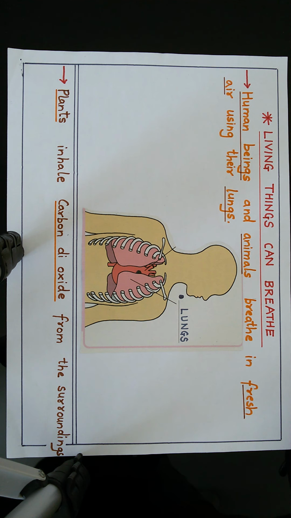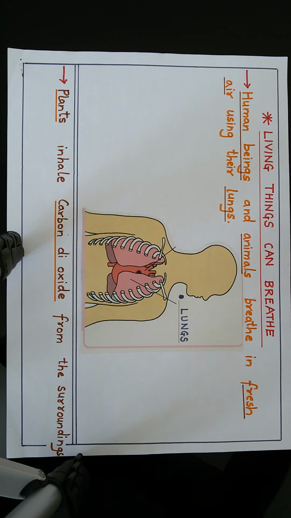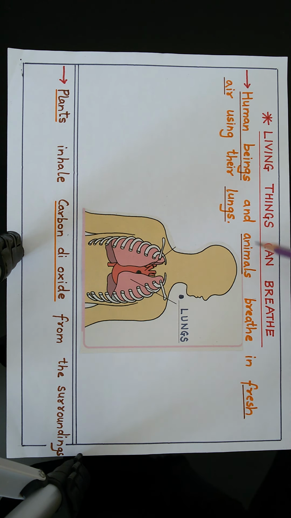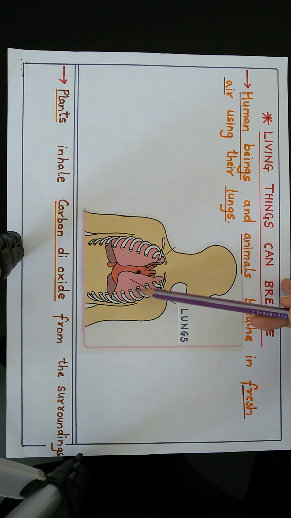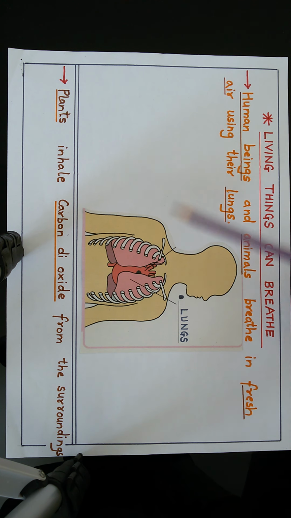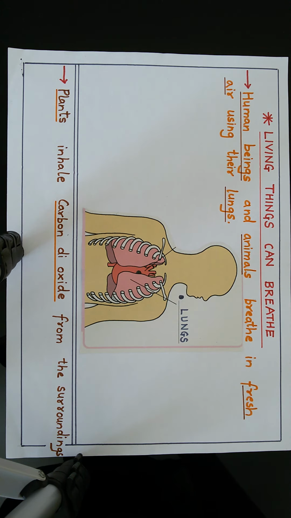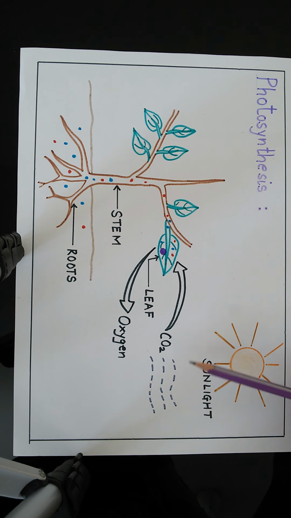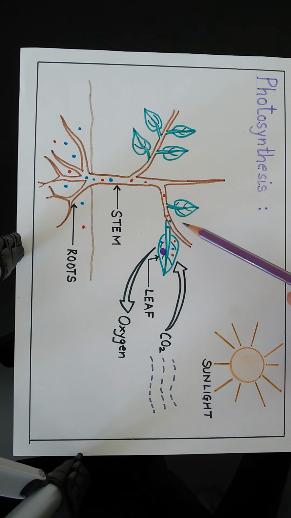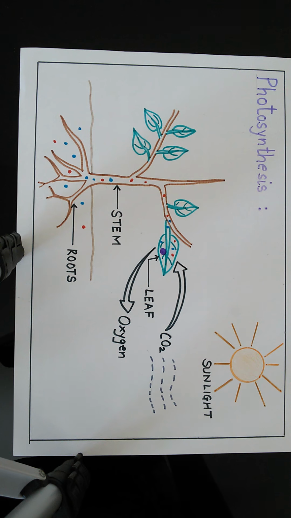Now we come to the next characteristic. Living things can breathe. Human beings and some of the animals breathe in fresh air using their lungs. Now we can see in this picture, human beings breathe fresh air with the help of their lungs. Plants inhale carbon dioxide from the surroundings. This picture shows that plants take in carbon dioxide molecules from the air and give out oxygen.